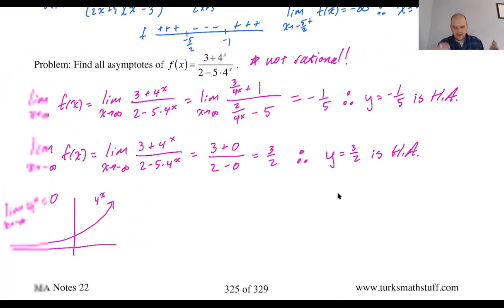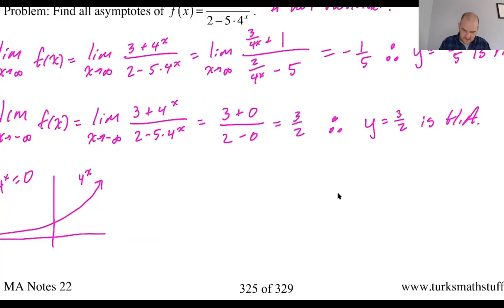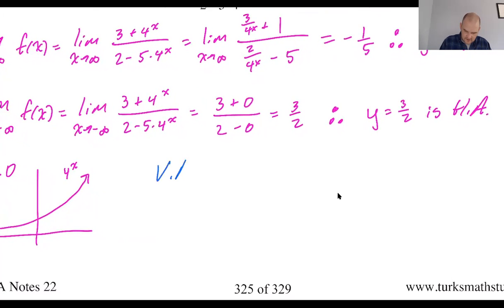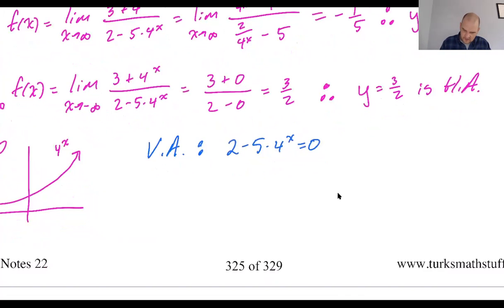Okay, we're almost done. But now the question is, is there a 0 in the denominator? And if so, can we work out positives and negatives? Hopefully we can. So let's take a look at that. For vertical asymptotes, first I need to solve 2 minus 5 times 4 to the x equals 0. Then I need to work out some limit, either the limit from the left or the right. We're going to probably do that graphically, I think, because I have a sense of what this graph looks like. So this will be subtract 2, divide by -5. So I get 4 to the x is 2/5.